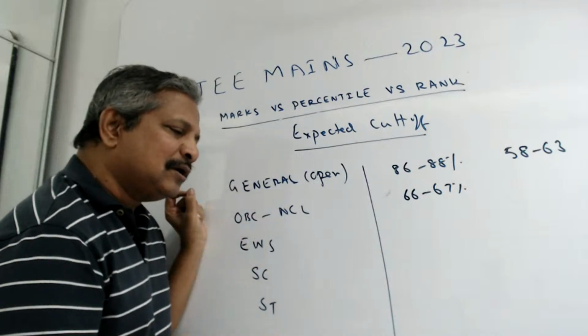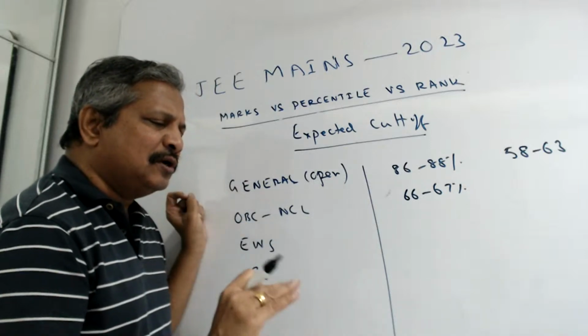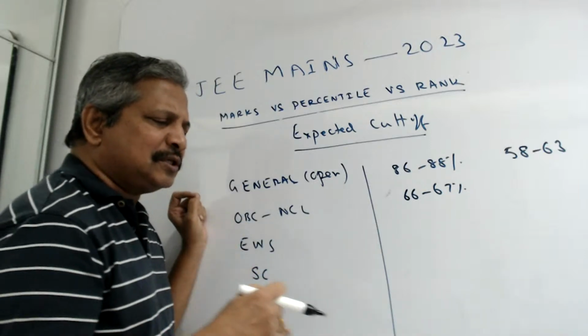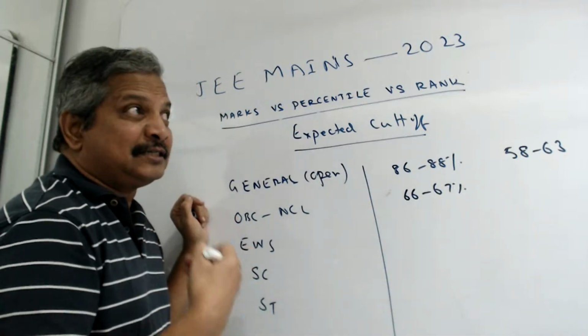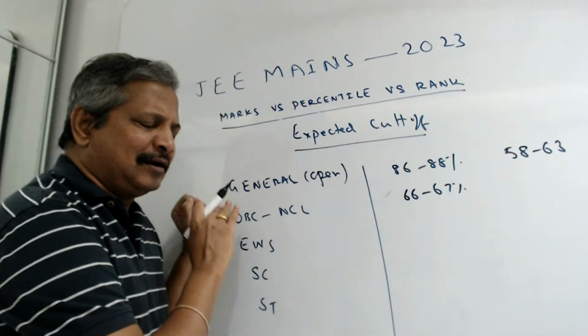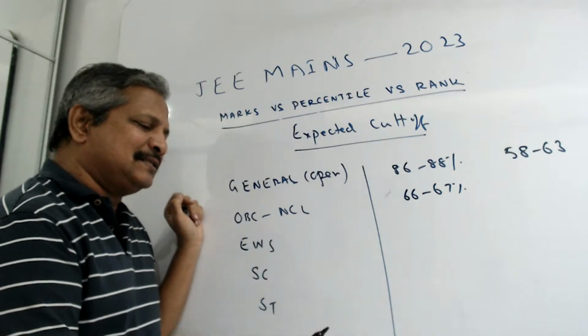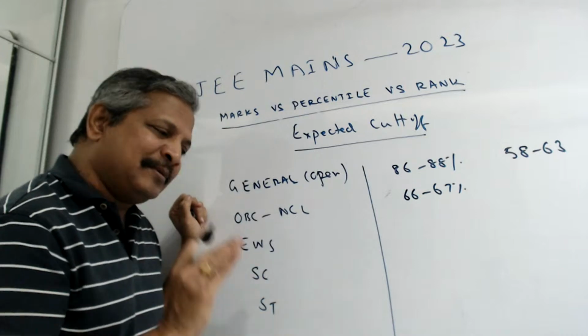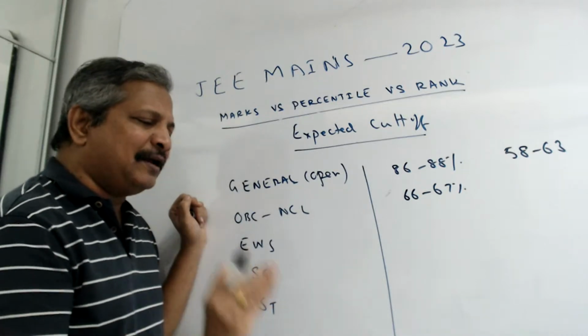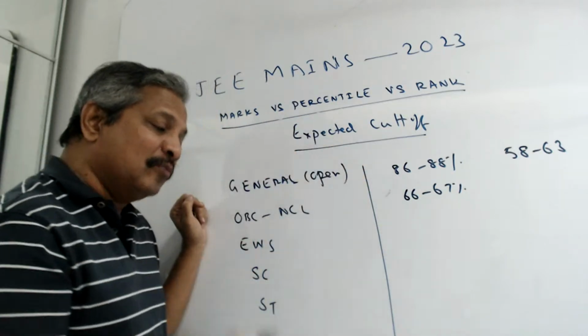Because every year we see the first two papers, and then over the next 5 or 6 days they may conduct almost the same type of papers. Maybe sometimes physics is easy, chemistry is easy, or sometimes maths is easy. Overall the paper will be of the same category, so depending upon that, marks will be almost the same.